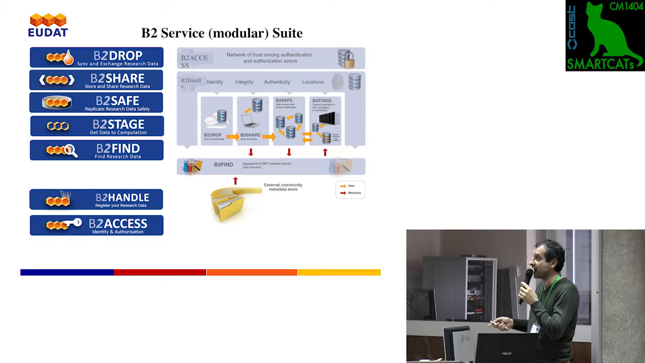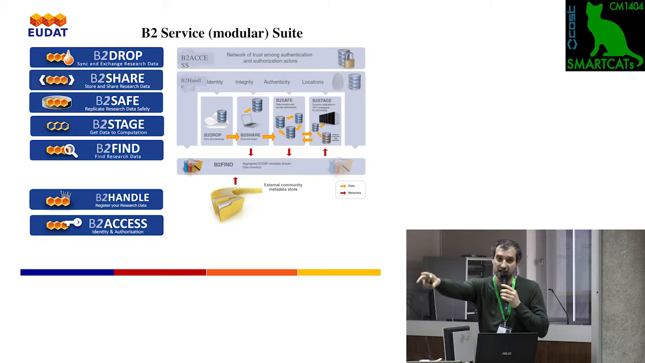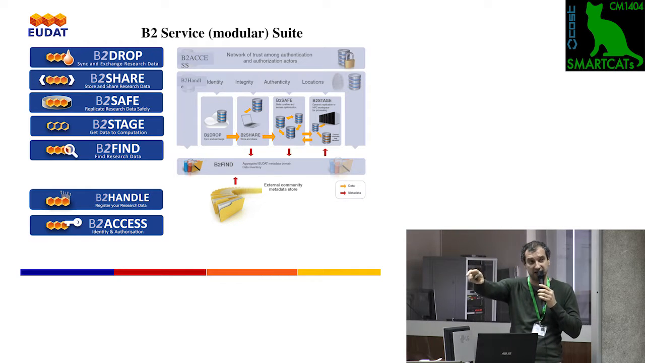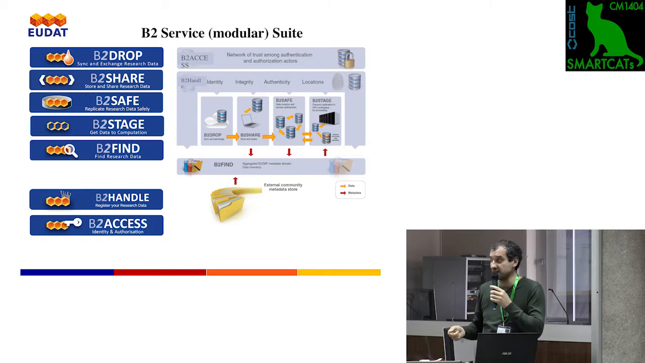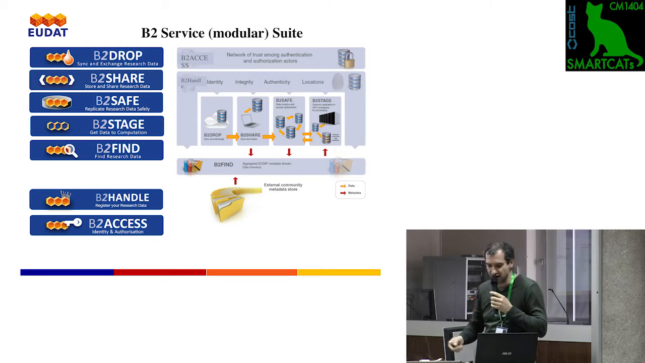And then you have a wrapper, which is B2Handle, a service by which you can retrieve your data starting from some handle mechanism, like PID or DOI or something like that. And there is another service on top, which is a security access, a kind of single sign-on to the services.